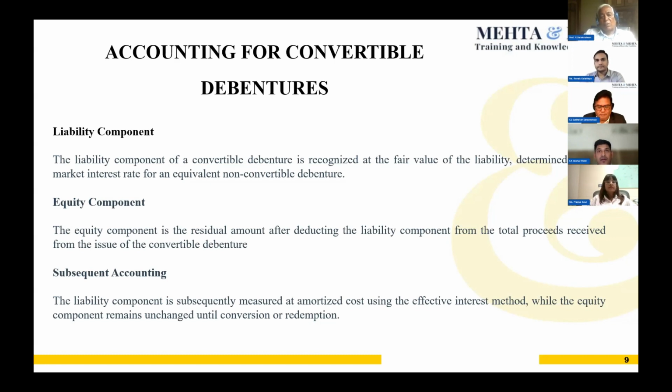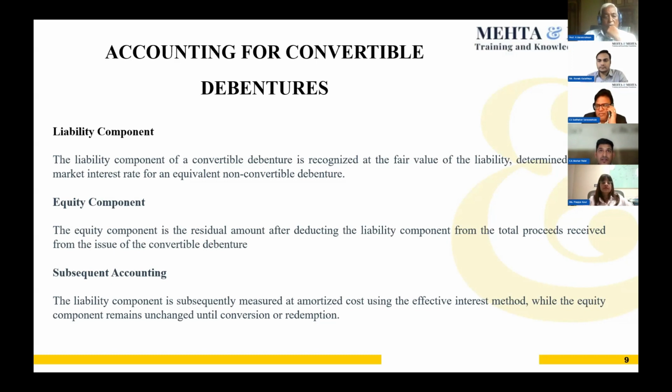For example, say we are raising 1 crore rupees from the issue of debenture, and the rate of interest is say 8%. So we'll discount that 1 crore rupees and bring it to today's value. That value will be the fair value which will be recorded in the books. And the balance amount will be treated as equity.